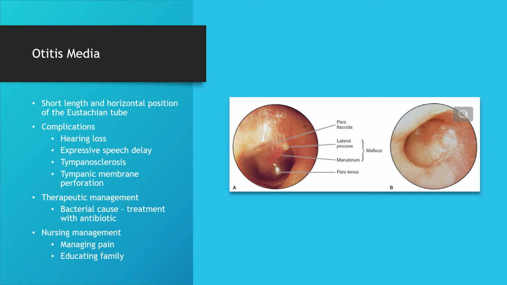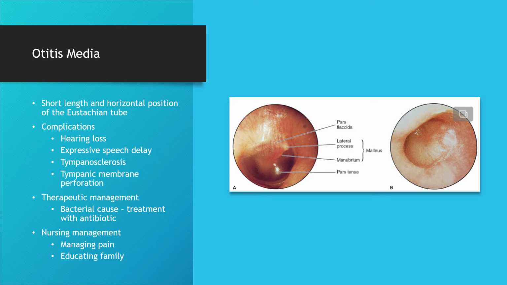So otitis media is a common illness in a child due to, again, that short length and horizontal position of that eustachian tube. Some of the complications of recurrent otitis media may include hearing loss, expressive speech delay. Remember, receptive is what they get first, expressive is what they can actually tell you. So you may see some delay in that. Tympanosclerosis and tympanic membrane perforation.